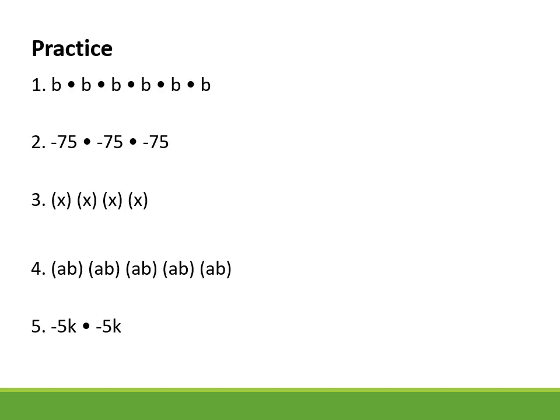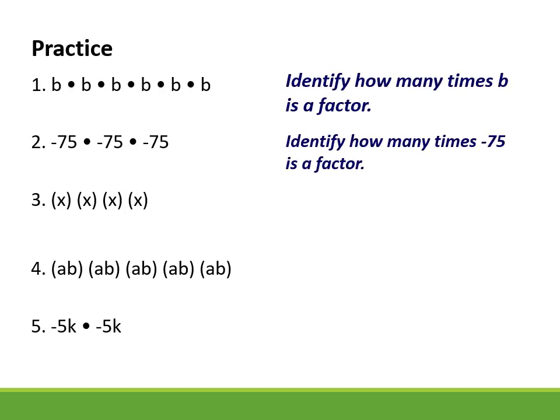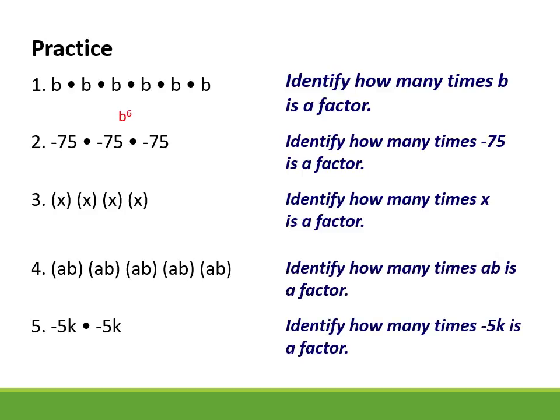Okay, time's up. The answer for number 1, b multiplied by itself 6 times, is b to the power of 6. Number 2, negative 75 multiplied by itself 3 times. Identify how many times negative 75 is a factor, and that is negative 75 raised to the power of 3. Negative 75 is inside the parentheses.